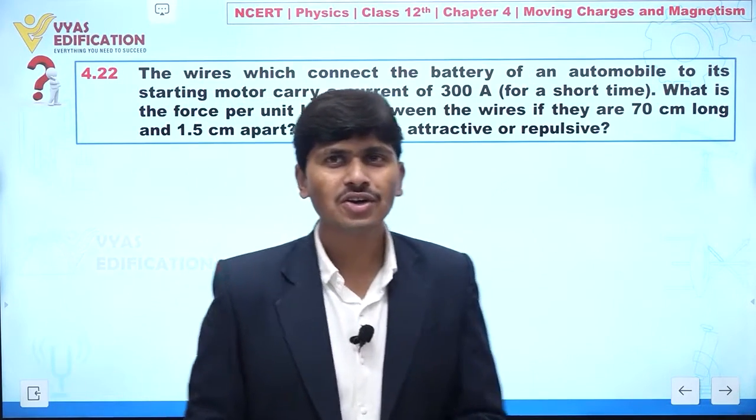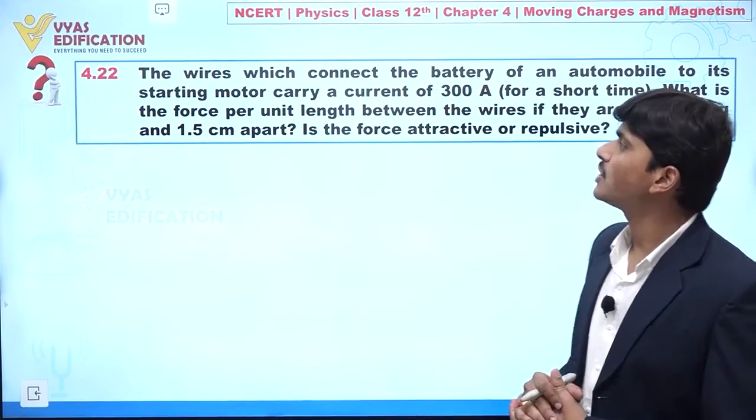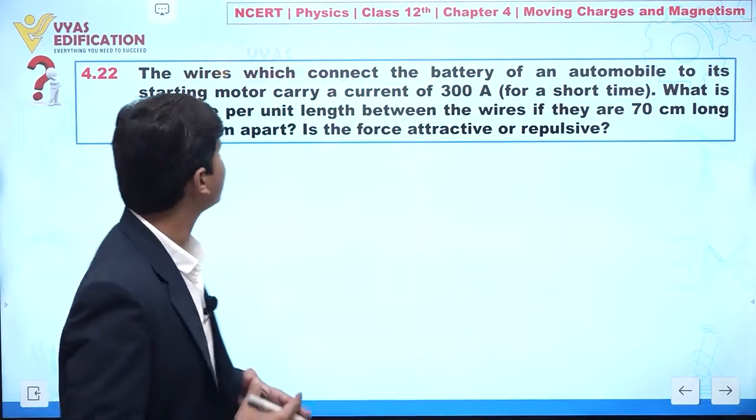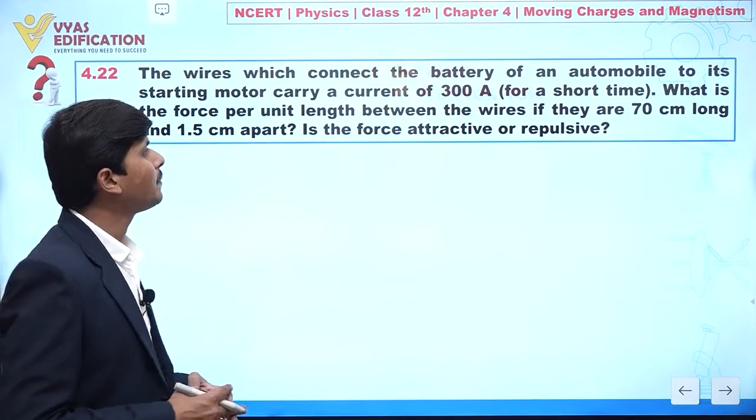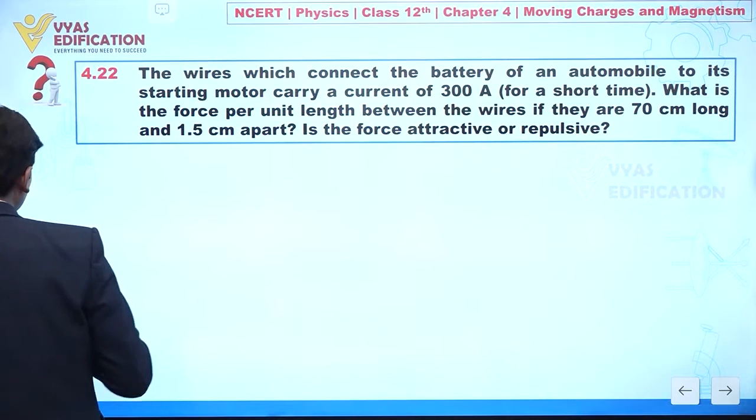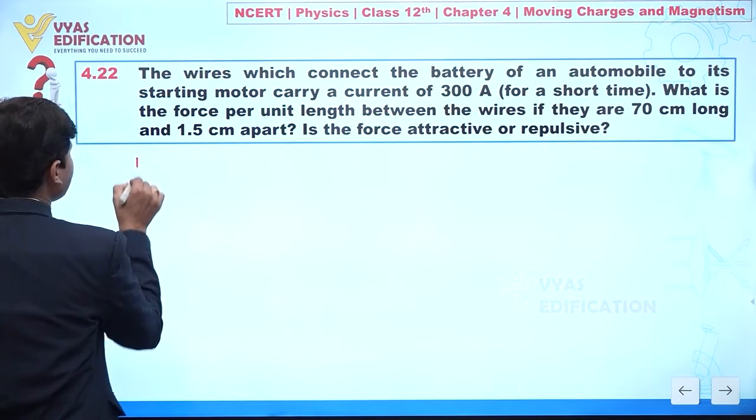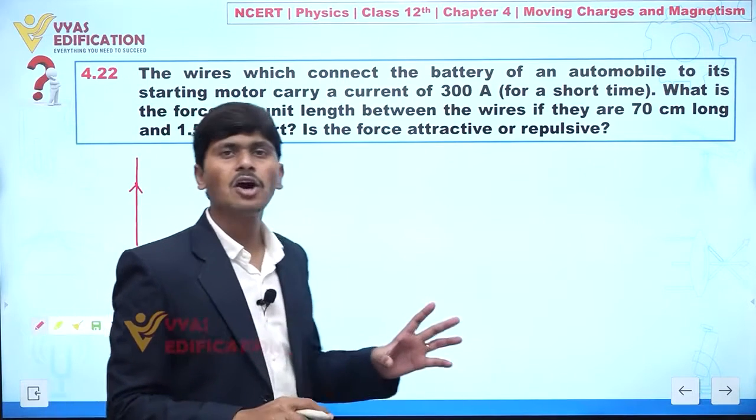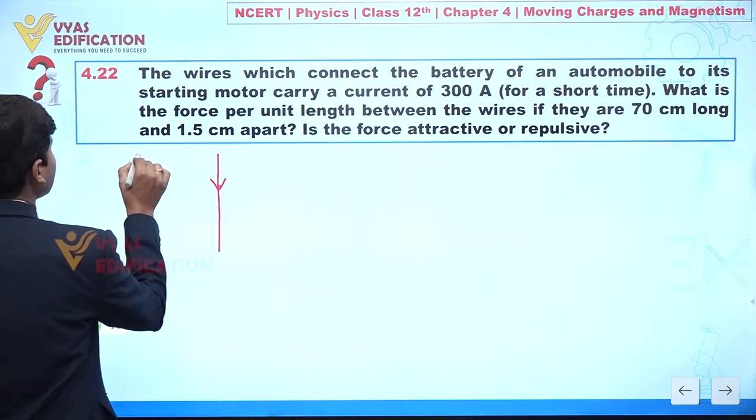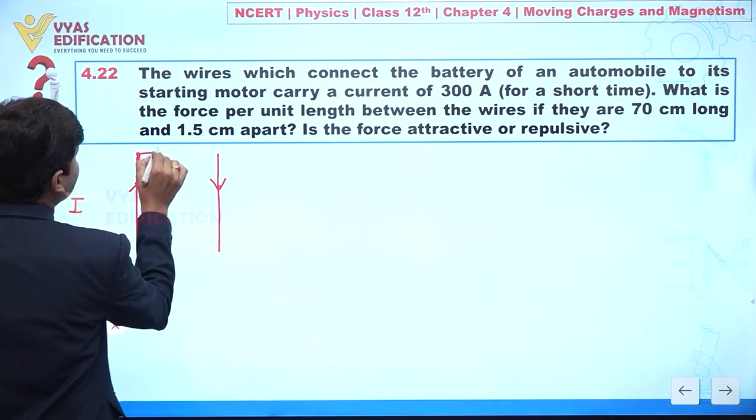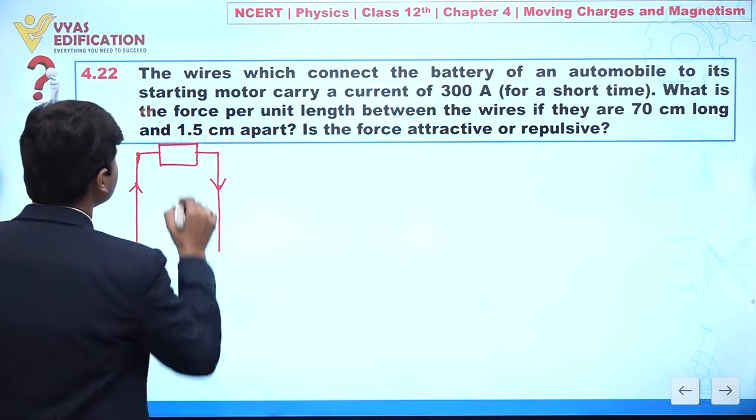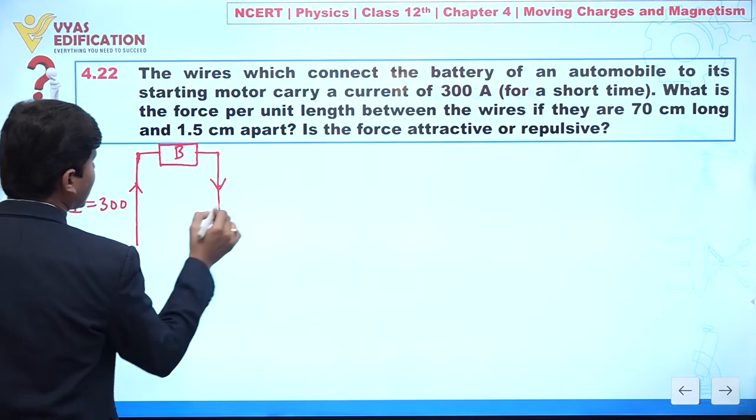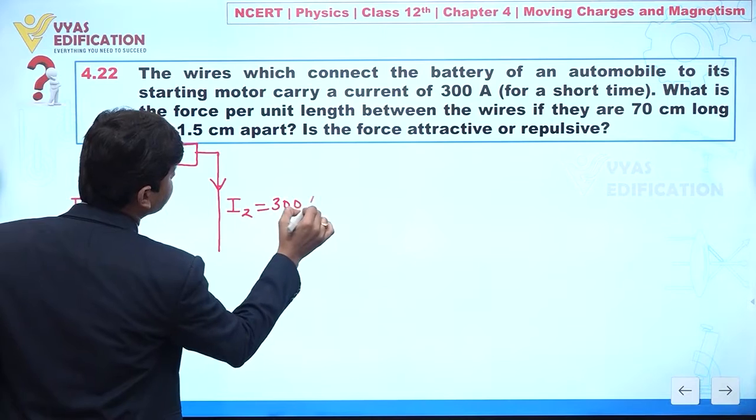Now dear students, we are going to solve question number 4.22. In this question it is given that the wires which connect the battery of an automobile to its starting motor carry a current of 300 ampere. Try to understand this question. Let's suppose we have two wires connecting a battery of an automobile, and the current flowing in both wires is the same. The battery is connected in between the wires like this. The current flowing is 300 ampere; let's suppose this is I2, this is also 300 ampere, this is I1.